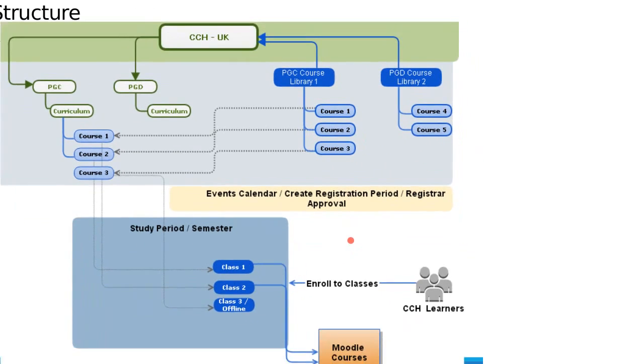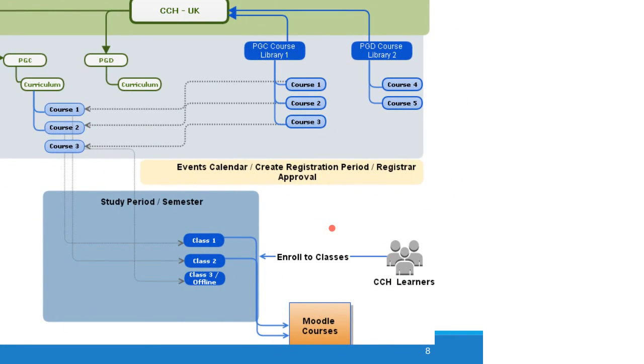Now the real offering of the courses of your curriculum happens in a semester or the study period. In the UK they call it study period, so we changed the language file into study period. What is a study period? You create classes in a study period. Classes are nothing else but instances of these courses which are mapped to the curriculum. So you can create a new class with the start date and end date in that particular semester.